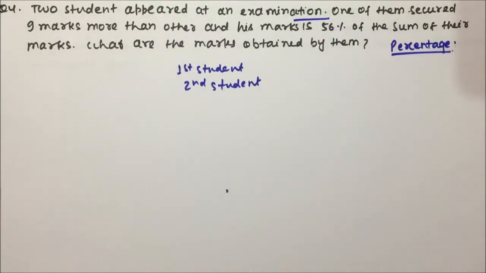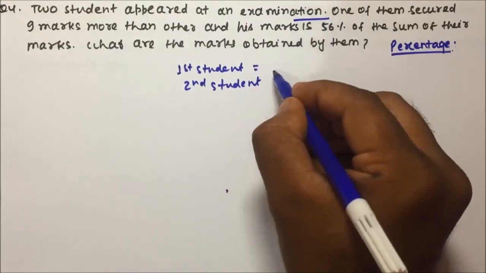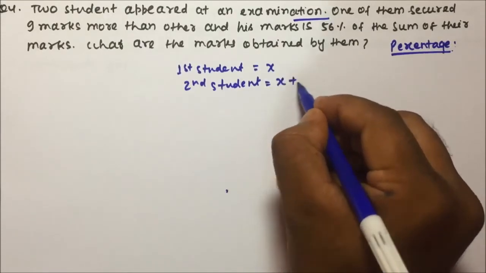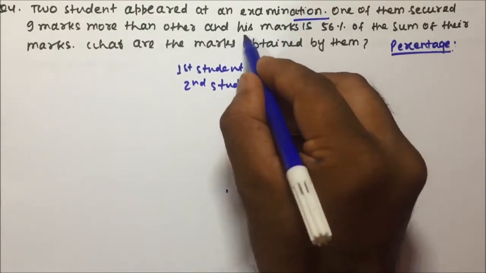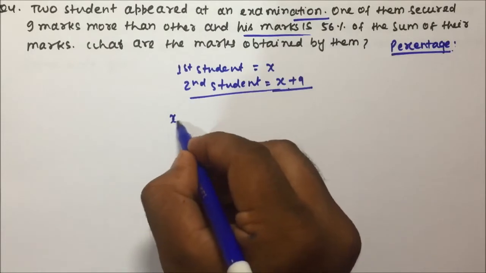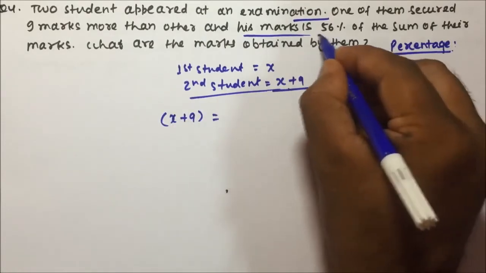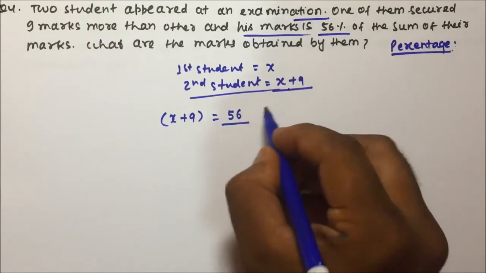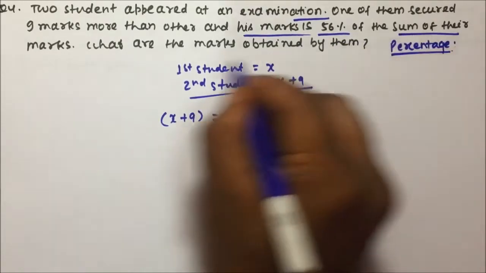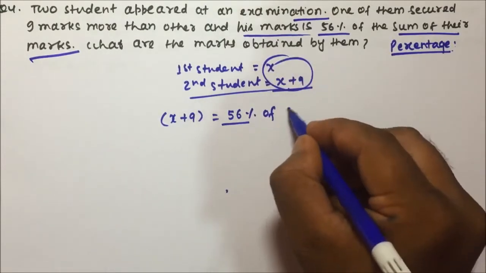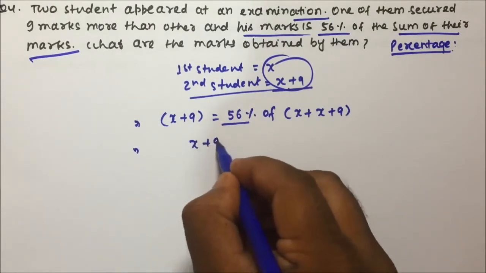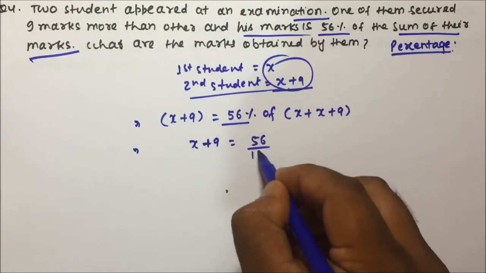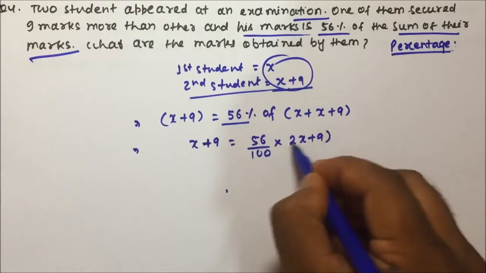One of them secured 9 marks more than the other. So suppose the first student is scoring x, then the second will score x plus 9. And his marks is 56% of the sum of their marks. So the sum of their marks means 2x plus 9, and that's your answer. You will be easily able to get it. So x plus 9 will be equal to 56 divided by 100 into 2x plus 9.